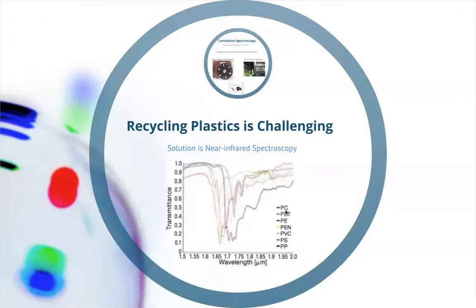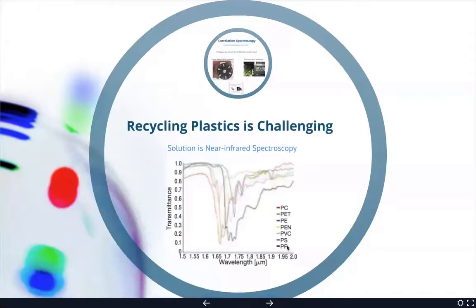So here you can see various plastics mapped out. Polycarbonate, PET, which is a common plastic used in your phones, displays and things like that. PE, PEN, PVC, we all know this. Polystyrene is used in a lot of biomedical stuff, PP and so on. So a lot of bottles, of course, use PET and polypropylene.